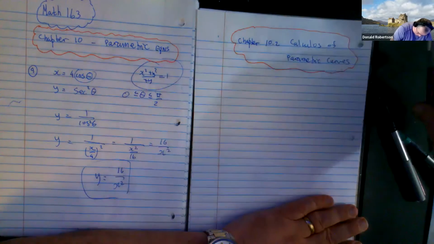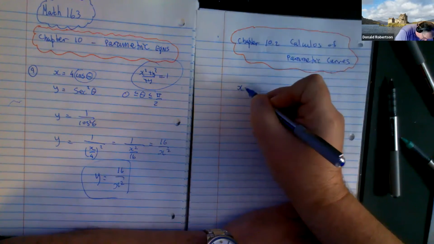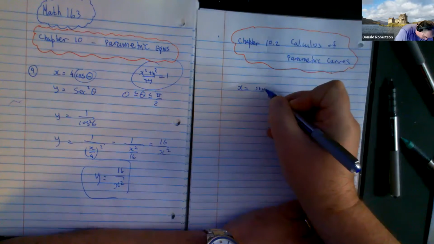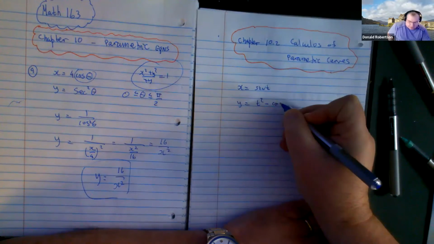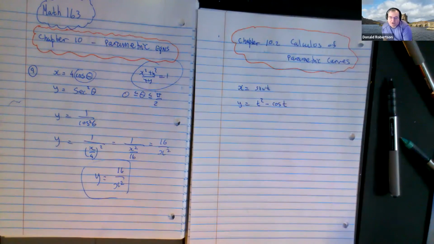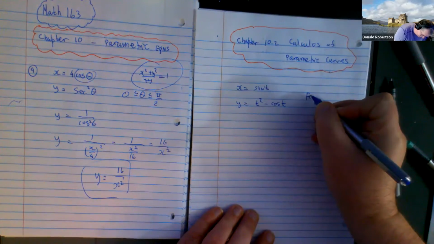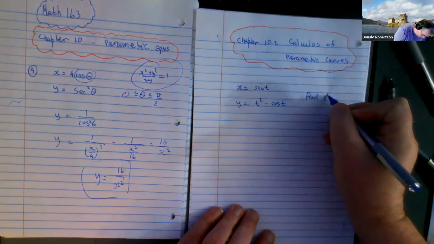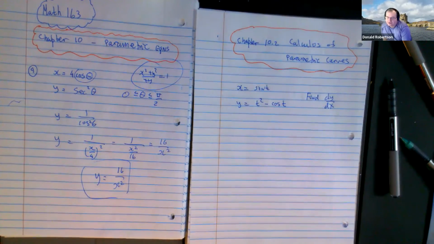So here's our world. There's a parametric curve, and we would like to do some calculus on it. And in particular, we would like to find its derivative. And we're going to use that notation. It works well for these situations.